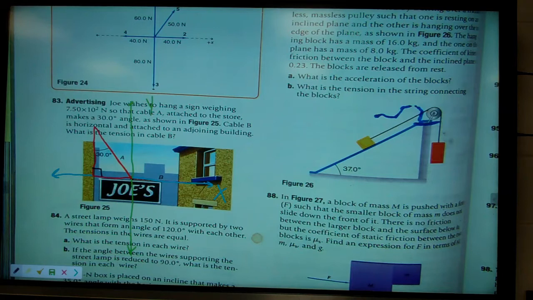Joe wishes to hang a sign weighing... We gotta change that, 7.50 times 10. Do you have to use gravity in this, or am I wrong? Wait, let's read. Well, I did read it, and I think it might be gravity.